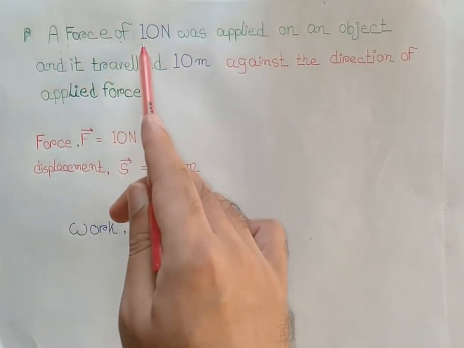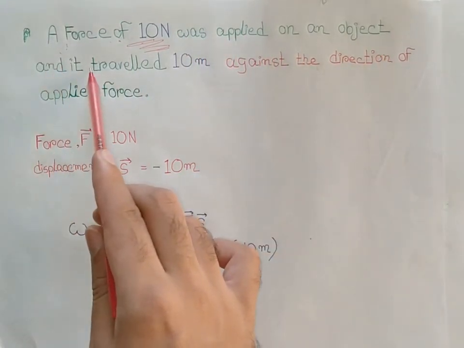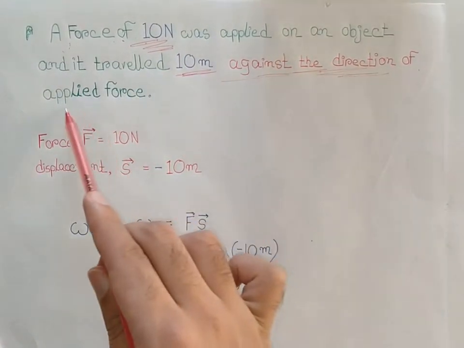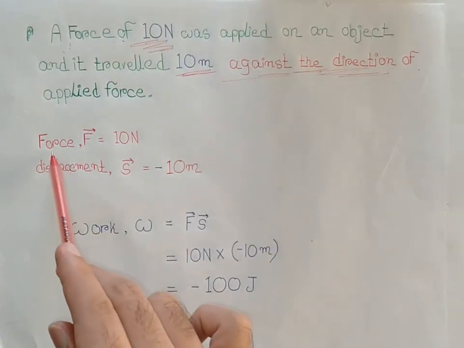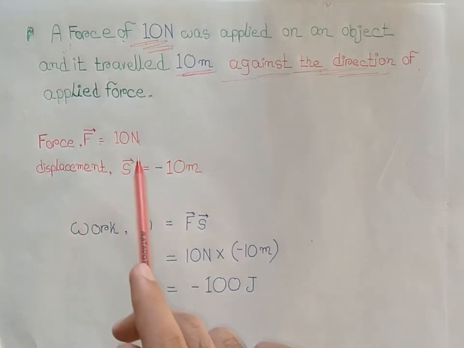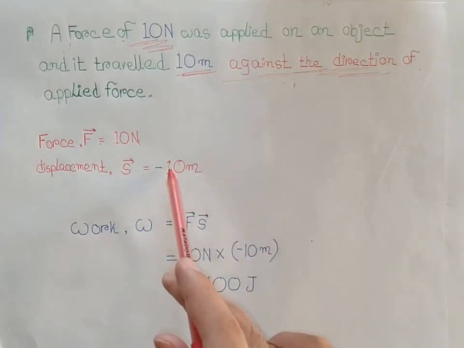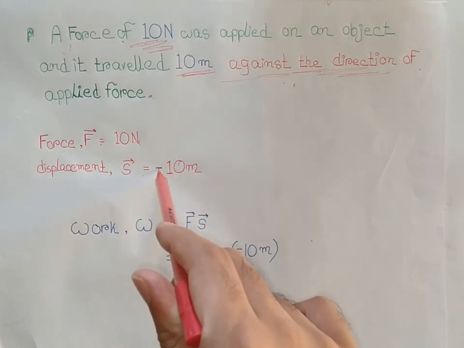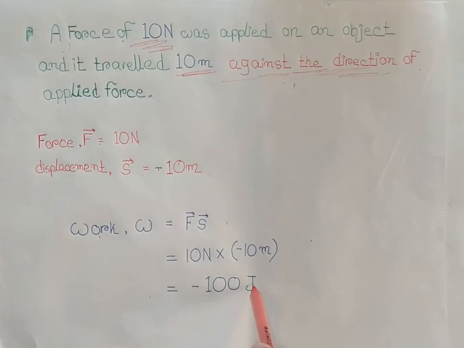Have a look into the question. A force of 10 Newton was applied on an object and it traveled 10 meter against the direction of applied force, which means the direction is opposite to the applied force. Then force is 10 Newton and displacement is minus 10 meter. When the direction is against the applied force, we need to write the displacement with a minus sign to determine the direction of the displacement. Work is F into S equals to 10 Newton into minus 10 meter equals to minus 100 joule. This is what we call negative work.